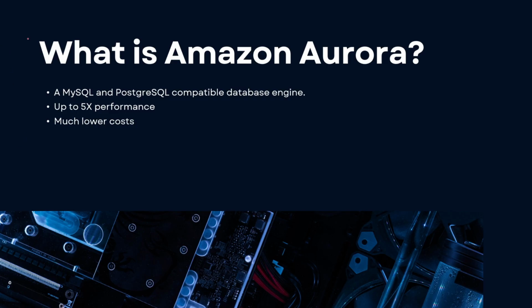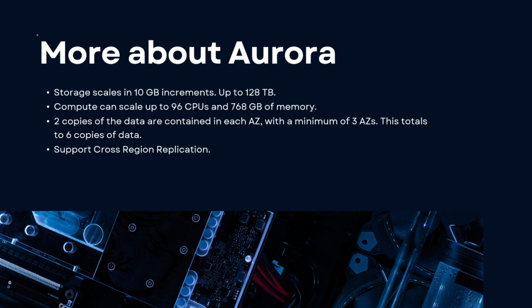So first, let's talk about what is Amazon Aurora. It is basically a MySQL and a PostgreSQL compatible database engine. It provides up to 5x performance and it has much lower costs. Additionally, Aurora is owned, managed, developed and maintained by AWS. So let's talk more about Aurora. The storage that Aurora has scales in 10 GB increments.